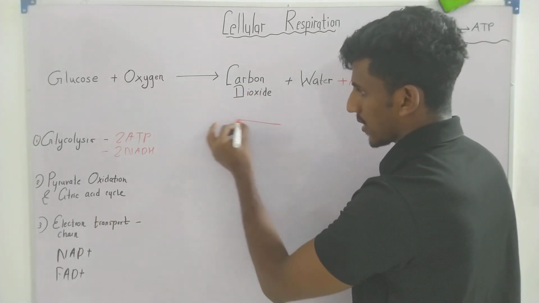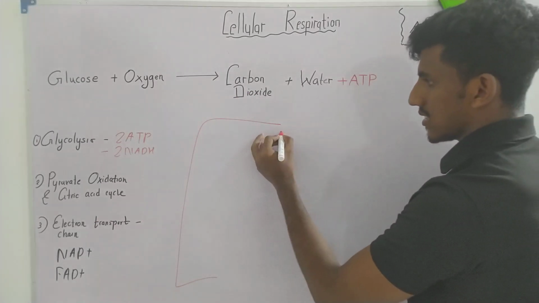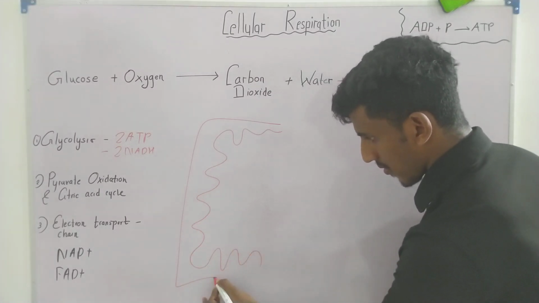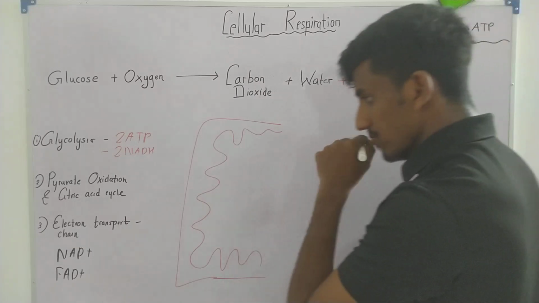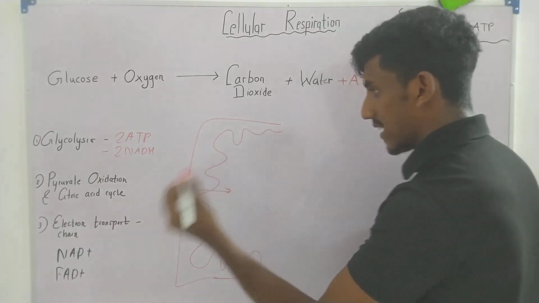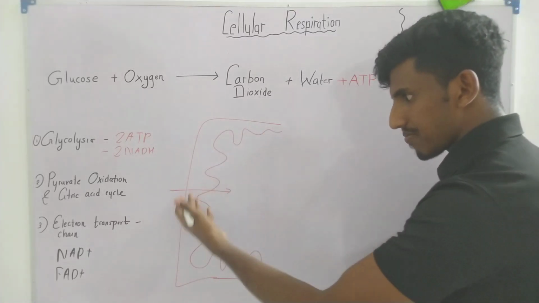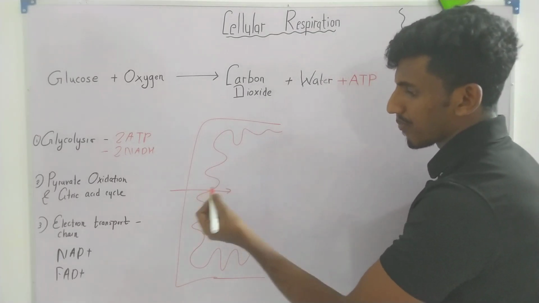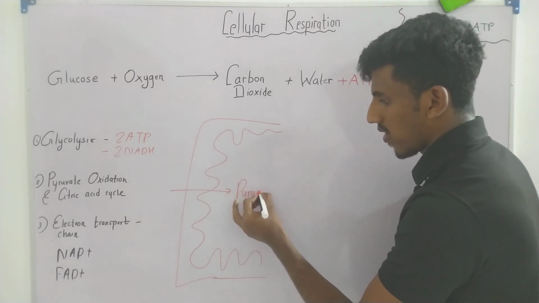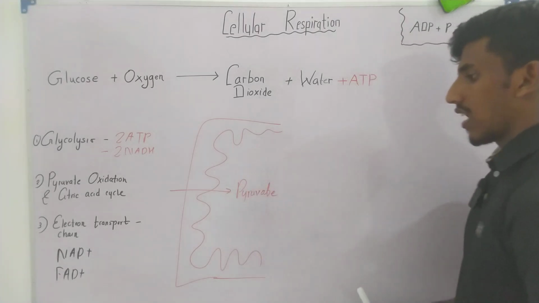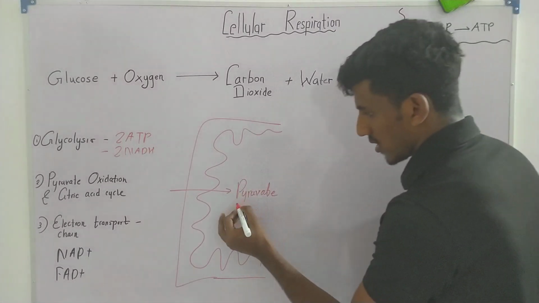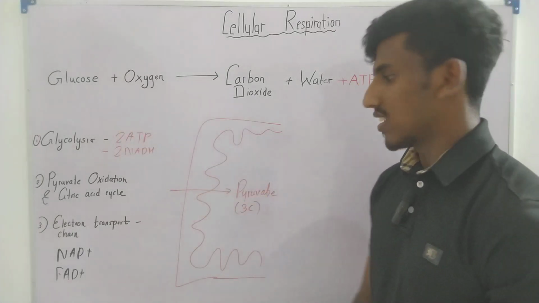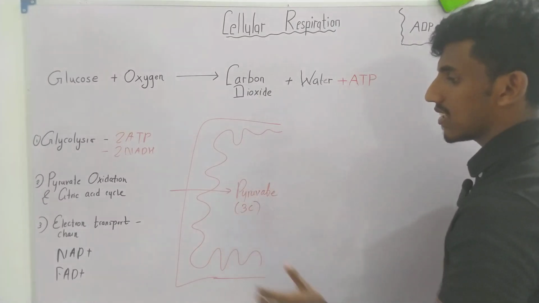So this is the outer membrane of the mitochondria, and let's say this is the inner membrane, right? Now, if oxygen is present, pyruvate will enter into the mitochondria using certain protein channels. So pyruvate. Now this pyruvate is a 3 carbon molecule. And also remember, we have 2 pyruvate molecules per single glucose. So 2 pyruvates enter the mitochondria.